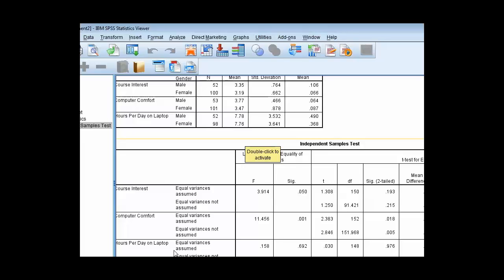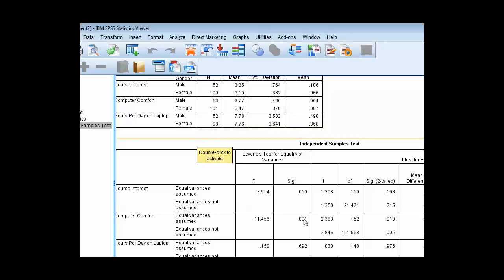Let's look at hours per day on the laptop. When we go along here, very small t-value, 0.03. Not surprising because we have 7.7 or 7.8 and 7.8. It's essentially the same. Look at that p-value, 0.97. That's so high. That's way above 0.05. So we can assume that males and females spend the same amount of time on their laptops during the day. Or another way of saying is males and females do not differ significantly.